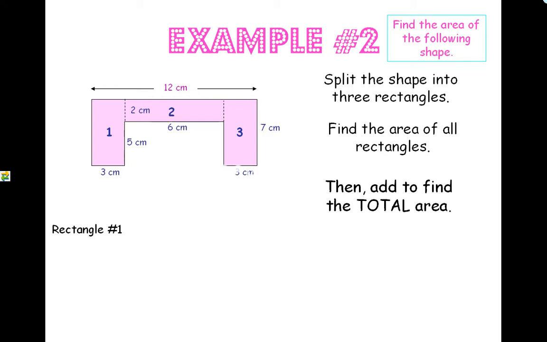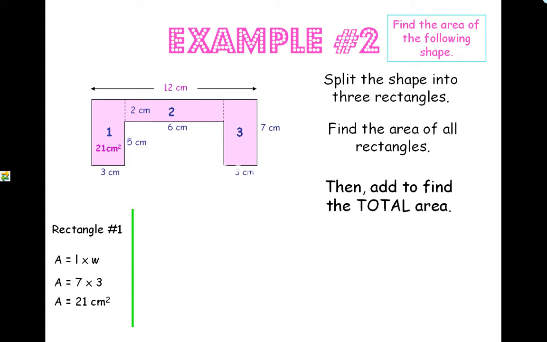So let's look at rectangle number 1. Now, pay careful attention to the length here. You can look and notice that this is symmetrical and see that it's 7, or you can see that 5 plus 2 will give you 7, and of course the width is 3. 7 times 3 is 21. So the area of rectangle 1 is 21 centimeters squared.